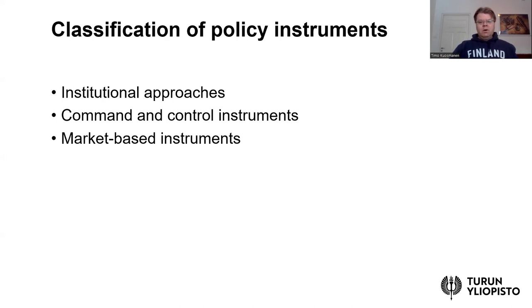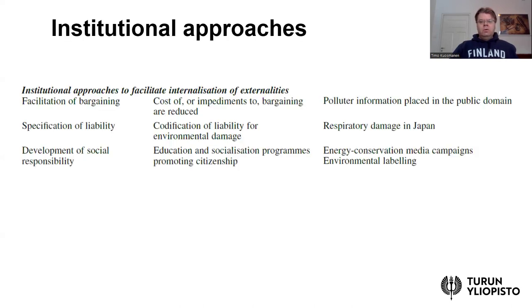So firstly, what are these institutional approaches? We can think of those as softer policy interventions, and here are three examples. As you remember, the Coase theorem says that private bargaining between the polluter and the affected parties can already help to result in an efficient outcome.